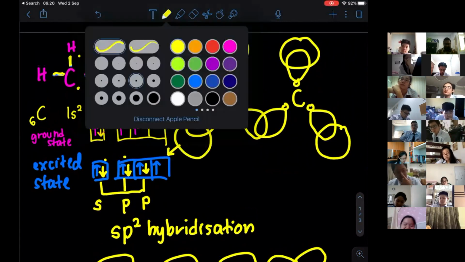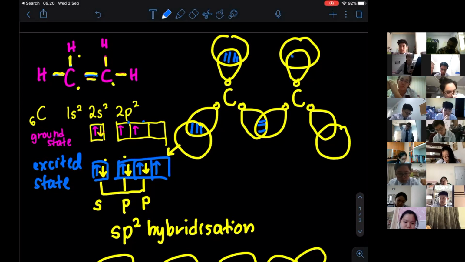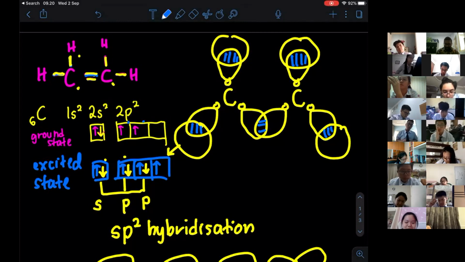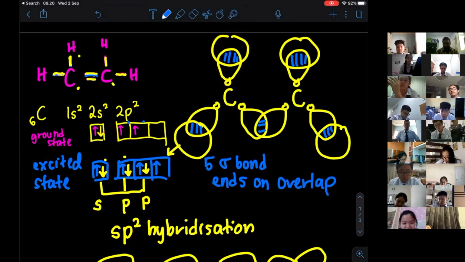And we can see from here there are some overlaps. This is one overlap, another overlap, another overlap, another overlap, another overlap. And all these overlaps that I mentioned just now, these 5 overlaps, they are sigma bonds. So 5 sigma bonds, because they are end-on overlap. I hope until now it is clear.